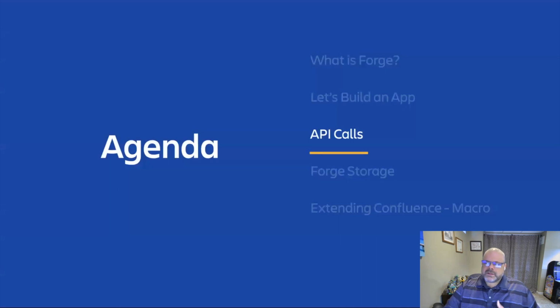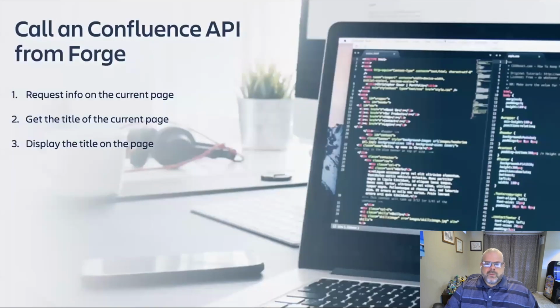All right. The next thing we're going to talk about is API calls. What we're going to do is call a Confluence API from Forge. And for our app, we want to do 3 different things. We want to be able to request info on the current page, get the title of the current page, and then display the title on the page.